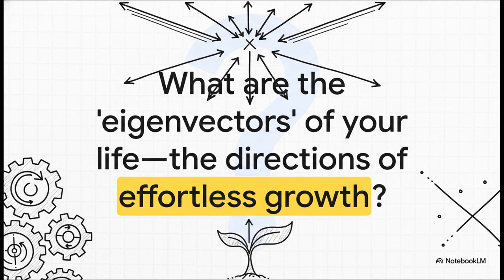And that leaves us with one final, kind of out there thought. We've seen that these mathematical systems have natural directions of stability and change. So what if you could find the eigenvectors of your own life? You know, those directions where putting in effort leads to simple, stable growth, instead of complicated twists and turns. What would they be?